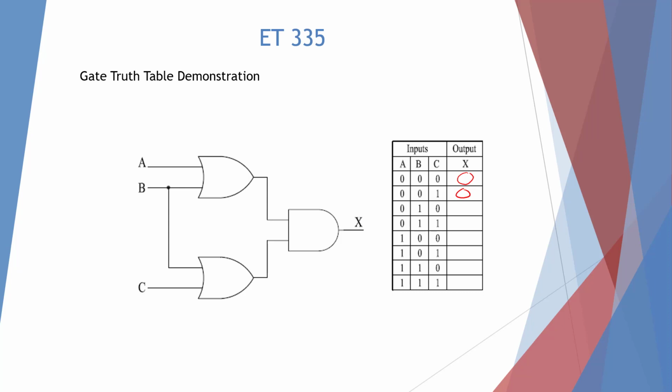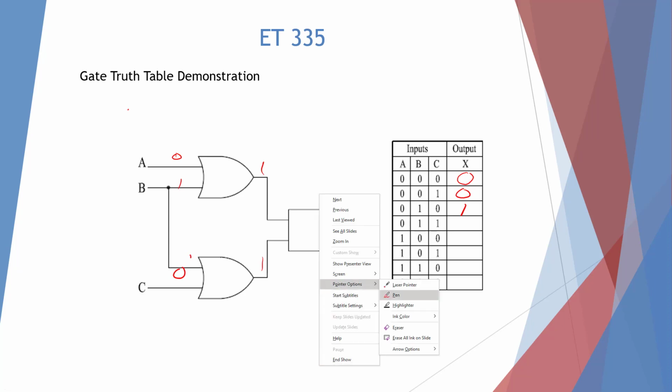Bring about our magic eraser, go back to the pen. So the next one would be a 0, 1, 0. That's a 1, 1, 1, 1. Magic eraser.